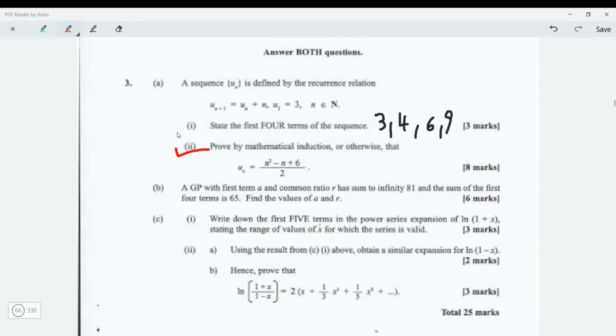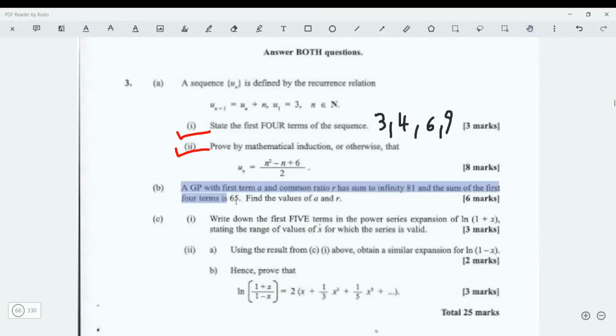So do this, now do this. Now say an easy question here. It says a GP with first term A and common ratio. Let me just copy this question. Help me to copy slowly. All right, so now I copy this question. You can put it right here. Why does it come out like this? Oh, I saw what happened, because of the typo, or how it was typed. So I can't copy it like that.